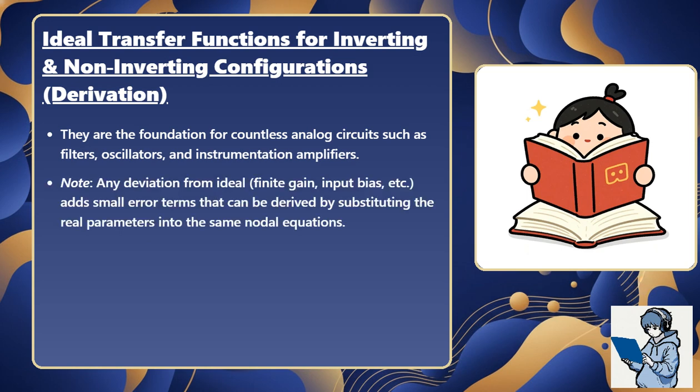Note that any deviation from ideal, finite gain, input bias, etc., adds small error terms that can be derived by substituting the real parameters into the same nodal equations.